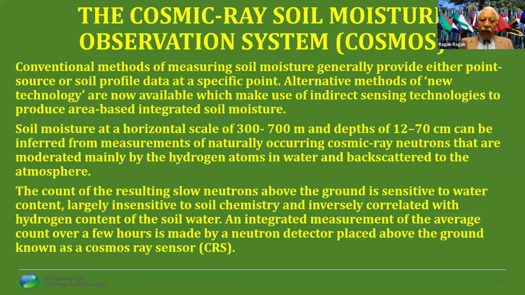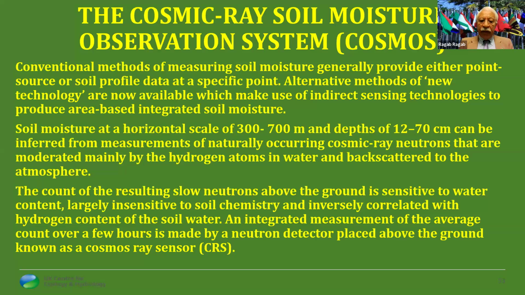So the conventional method of measuring soil moisture generally provides either a point source or soil profile data at a specific point. Alternative methods of new technology are now available, which make use of indirect sensing technologies to produce area-based integrated soil moisture.